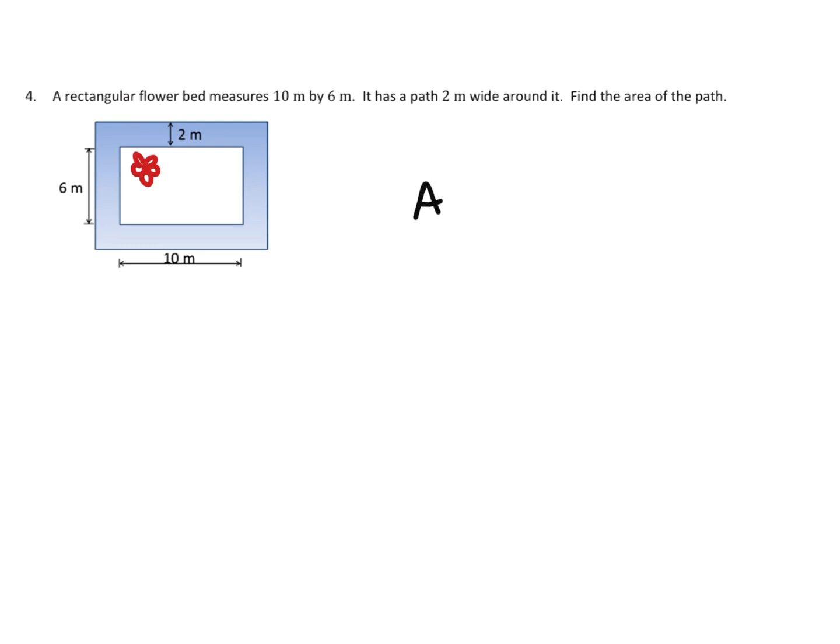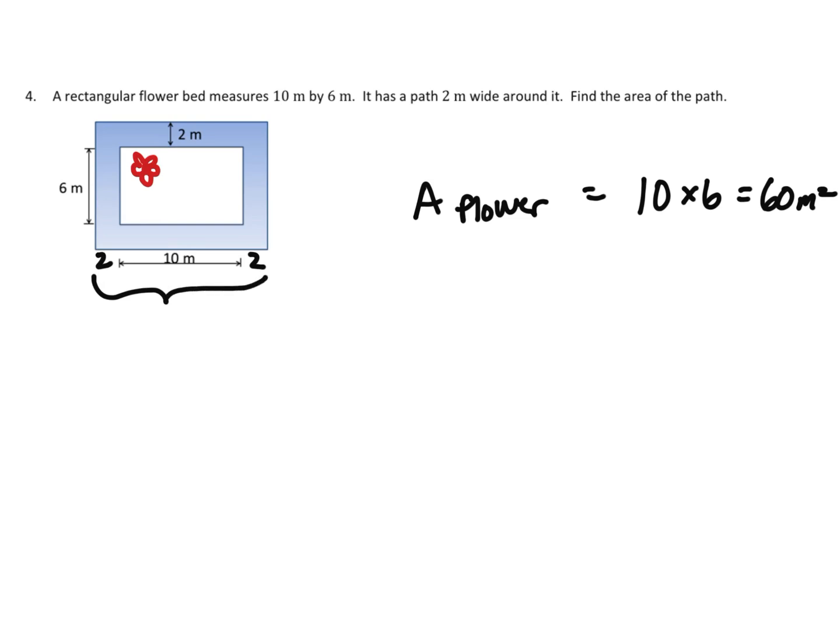So I know the area of the flower bed must be 10 by 6 because that's how wide and how tall it is, or the base and the height of it, which comes out to 60 meters squared. If there's 2 on each side of it, this distance here would be 10, 12, 14 meters. And if there's 2 on both of these sides, we would have 6, 8, 10.